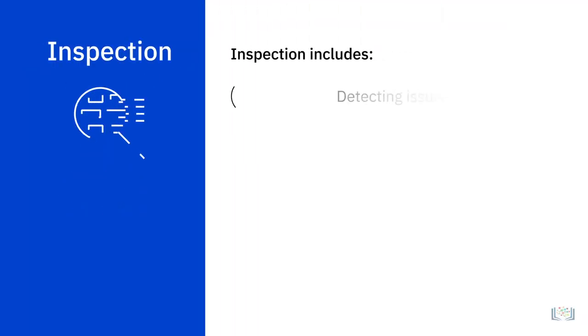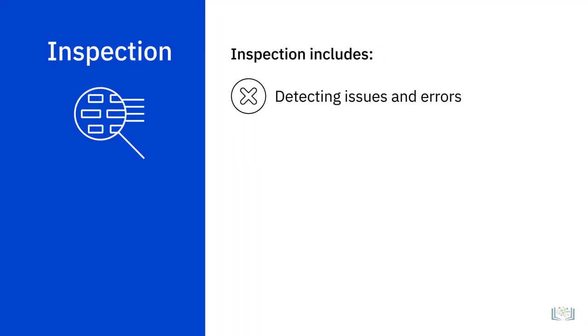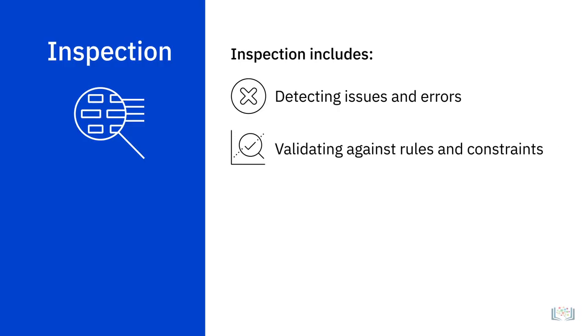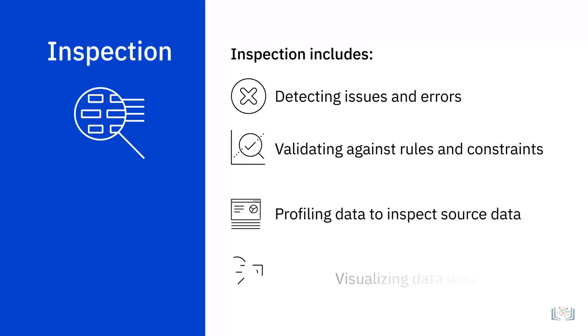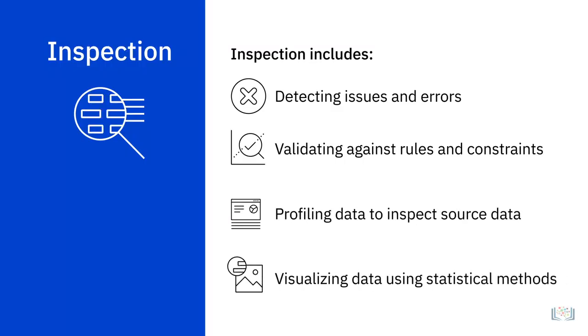The first step in the data cleaning workflow is to detect the different types of issues and errors that your dataset may have. You can use scripts and tools that allow you to define specific rules and constraints and validate your data against these rules and constraints. You can also use data profiling and data visualization tools for inspection.